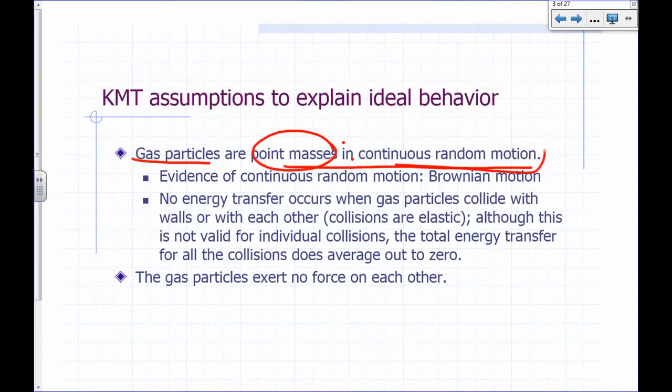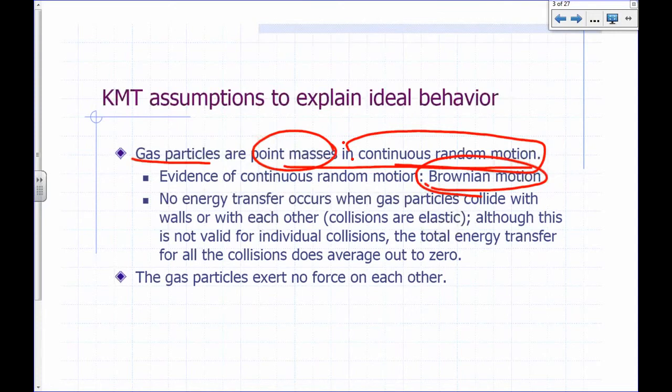Continuous random motion: the experimental basis for that assumption is the phenomenon known as Brownian motion. Brownian motion refers to movement of small particles that we can actually see through a microscope that appears to be random. And the explanation for why this motion is random is because these particles that we could see through a microscope are actually constantly being bombarded by molecules that we can't see.